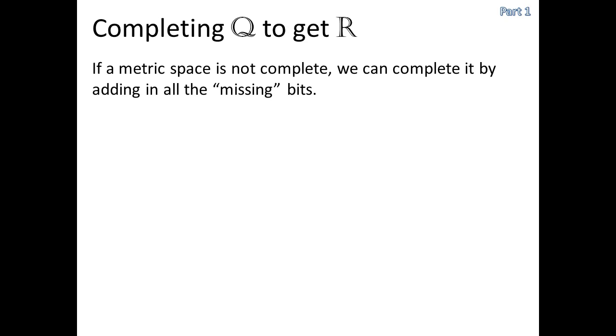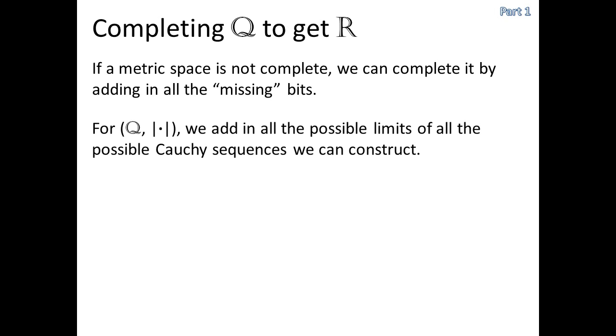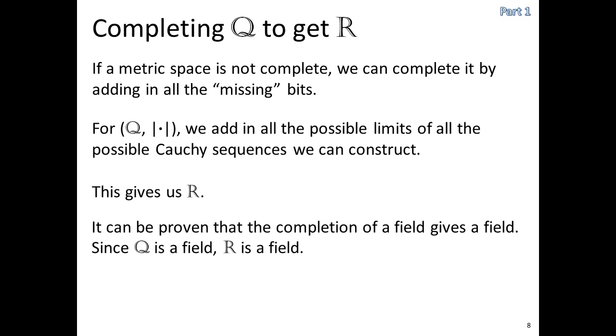We'd add in the missing bits. So for example, we'd put in pi. And we do this for all the possible limits of all the possible Cauchy sequences that we can construct. And this gives us the real numbers. And it can be proven that the completion of a field gives a field, and since Q is a field, R is a field.